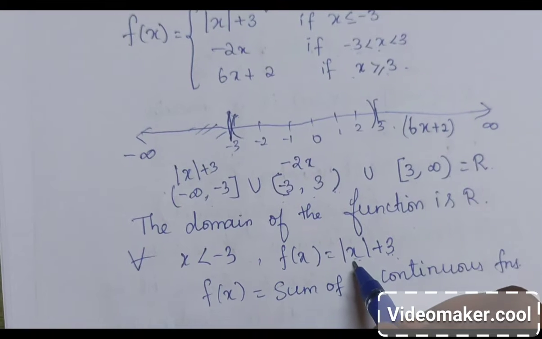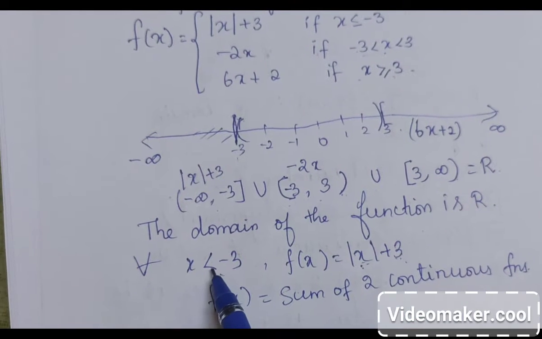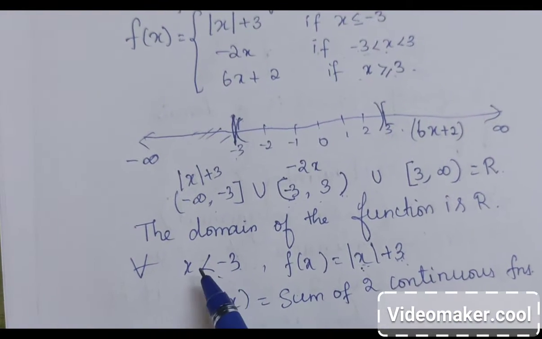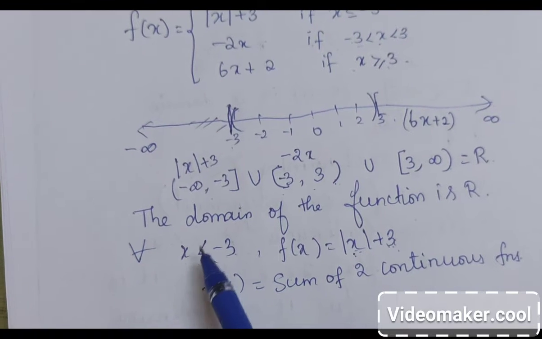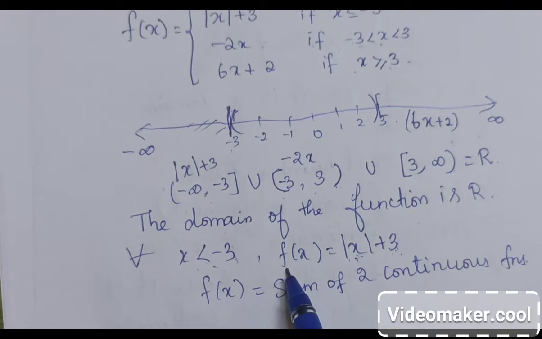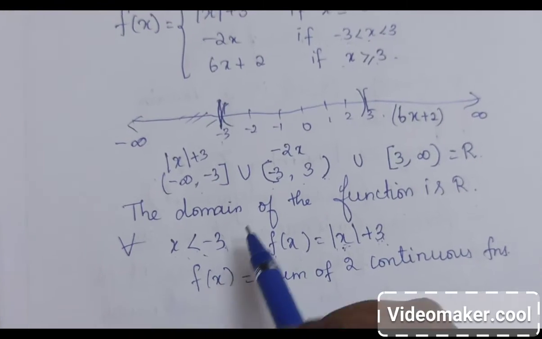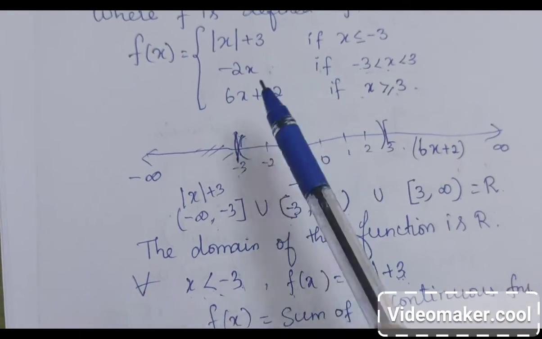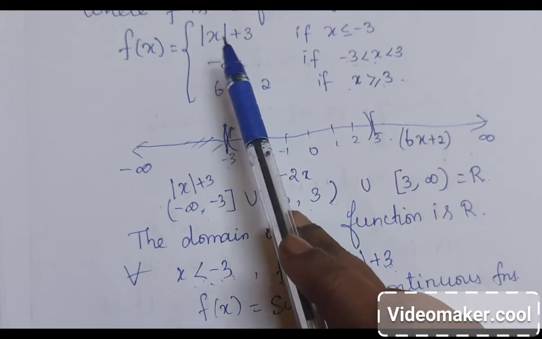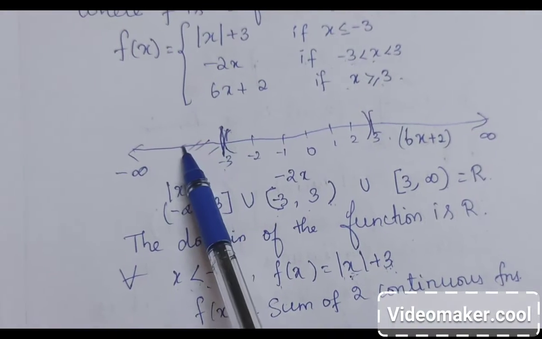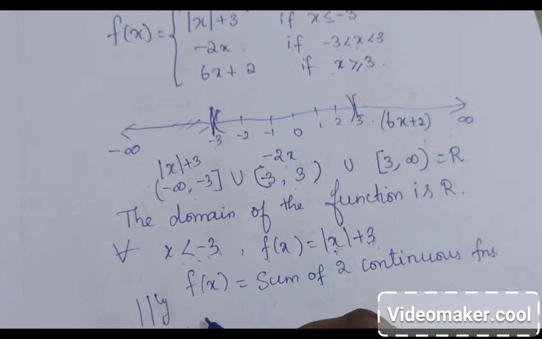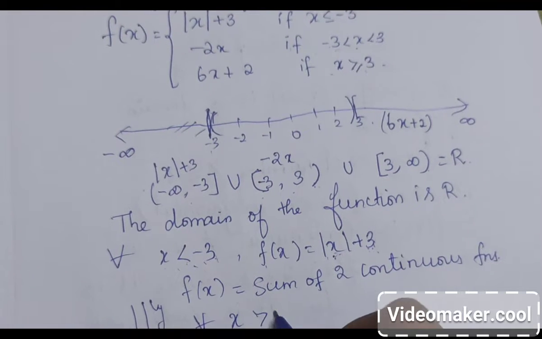Since mod x is continuous for all x less than minus 3 and 3 is a constant function, again it will be continuous for all x less than minus 3, and the sum of these two continuous functions will be a continuous function. We can say the function is continuous. As it is continuous for all x less than minus 3, we can say there is no point of discontinuity in this segment. Okay, and similarly we'll consider the elements for all x greater than 3.